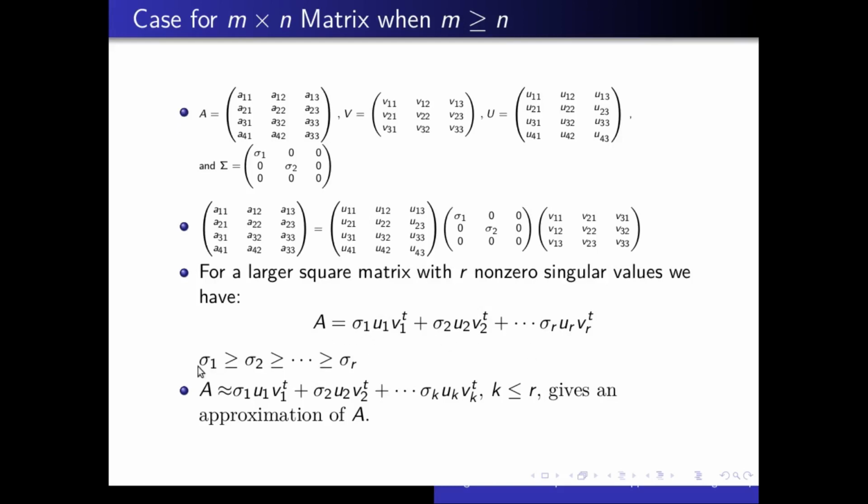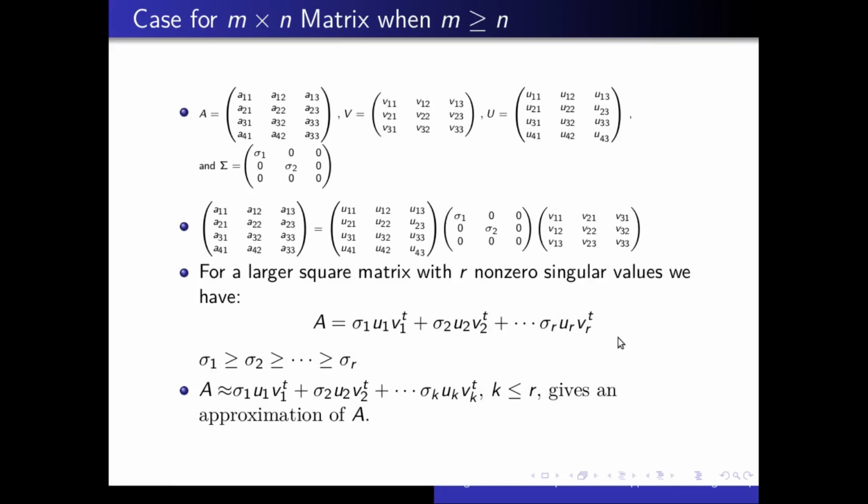Now they are ordered in descending order, so that we can pick a few of them which we feel are large enough and get an approximation of A. So we can take the first k values, sigma 1, sigma 2 up to sigma k, and get an approximation of A by stopping this sum at the point sigma k u k v k transpose. Now these vectors in the matrix U are called the left singular vectors, and these vectors which form the columns of the matrix V are called the right singular vectors. And these numbers, sigma 1 and sigma 2, are called the singular values of the decomposition. So those are the terms we shall be using.